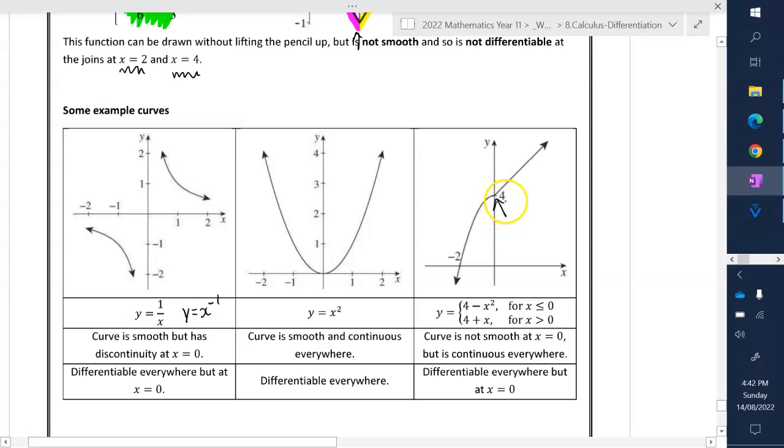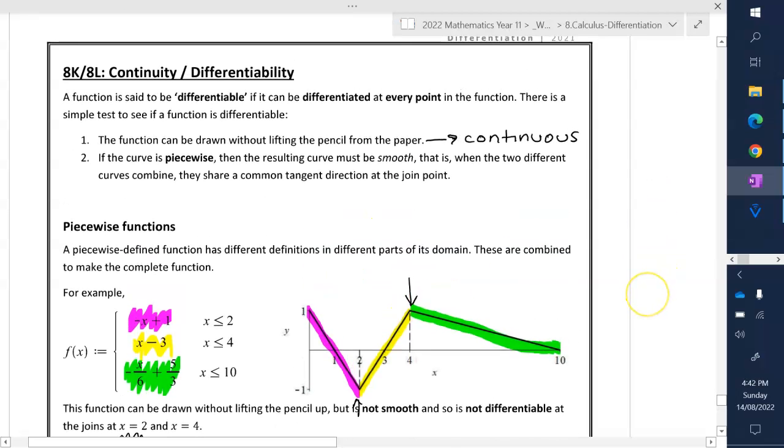If you have a look, it changes direction. So if I'm going along here, bump, it changes direction. So it is not smooth. So it's not going to be differentiable at that point there when x is 0. Okay, so it's differentiable everywhere, but at that point x equals 0. And that's the definition. Look, that's the second one up here.